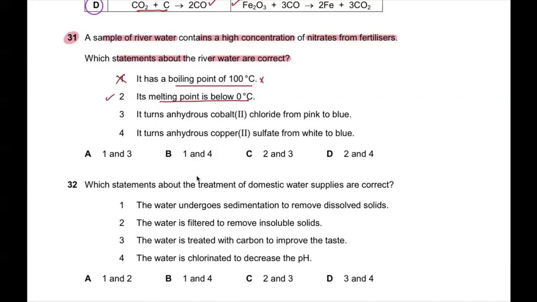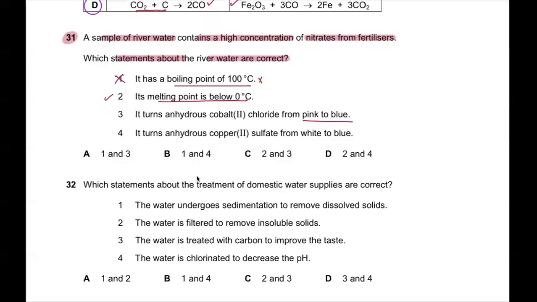It turns anhydrous copper chloride from pink to blue. No, actually, there is no... boiling, melting point doesn't go lower. That's wrong.